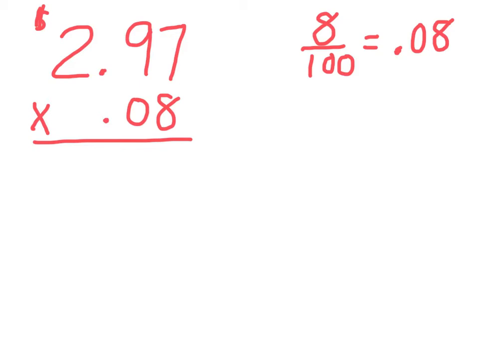I have 8 times 7 is 56. Put down that 6, and I'm going to carry that group of 10 over here. 8 times 9 is 72, plus that 5 more is 79. And then 8 times 2 is 16, plus that 7 will be 23.